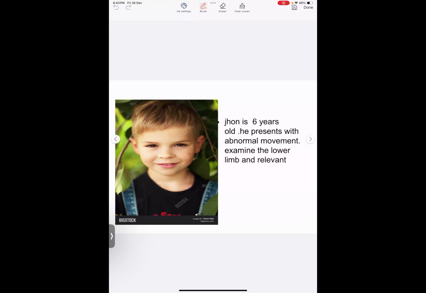On the right side, power is decreased, 3 by 5. On the left side, normal power. Similarly tone is increased on the right side and normal on the left side, while reflexes are increased on the right side and normal on the left side, with a positive plantar on the right side. So putting it all together, I think this is right side hemiplegia.